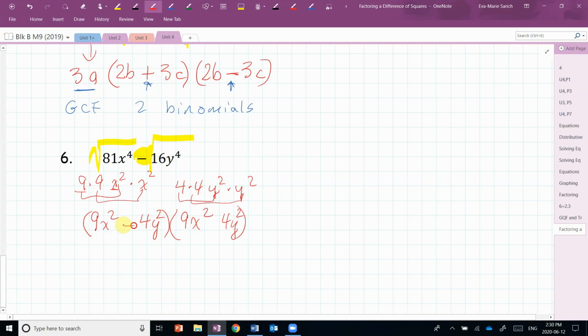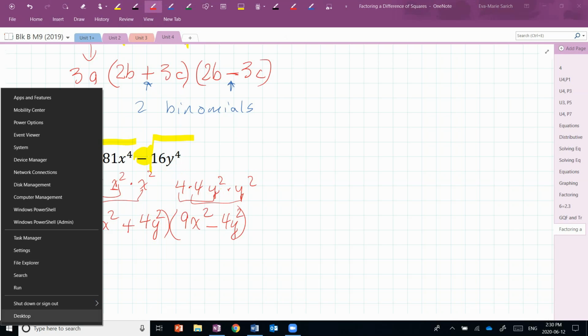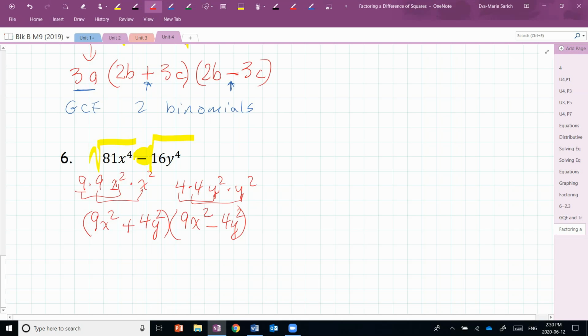Now, remember, one has an add and one has a subtract. Now, this is a trick where, in fact, we can factor this down farther. I'm hoping you recognize that this one doesn't factor any farther because it has an addition. So we know that one can't factor farther. This one is going to stay 9x squared plus 4y squared. That quickly eliminates it from being able to factor down farther.